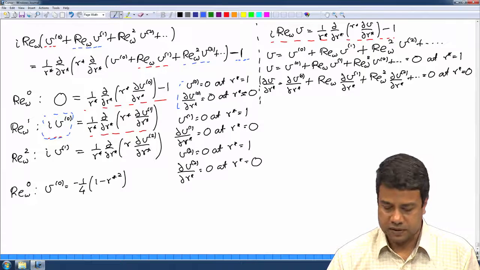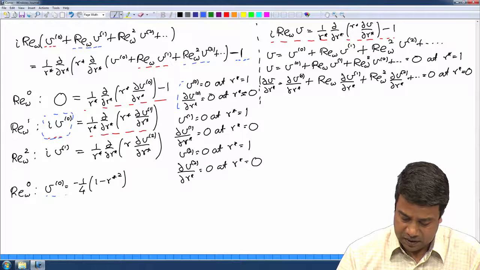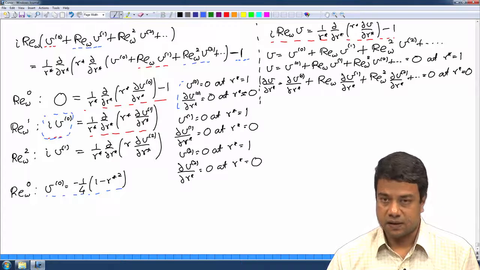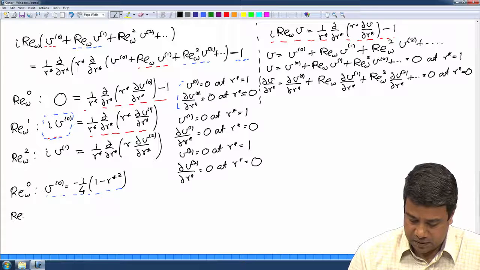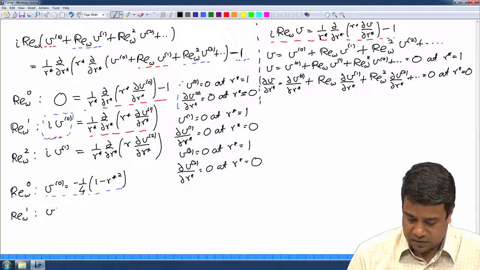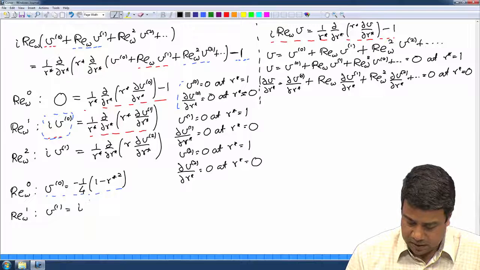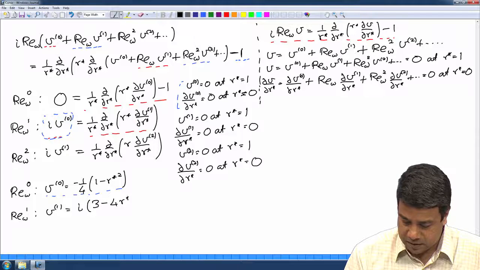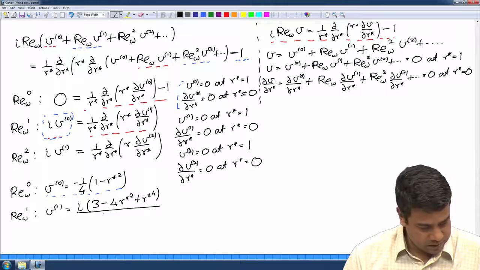The boundary conditions are homogeneous. The equation that we had already solved for is appearing as an inhomogeneous term. Therefore, I can integrate it straight away and get the solution. At Re omega power 1, the solution is of the form i times (3 minus 4r squared plus r power 4) by 64.